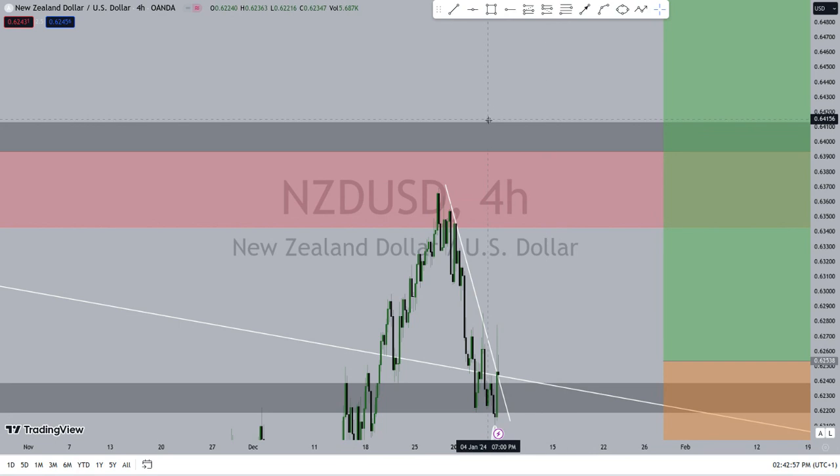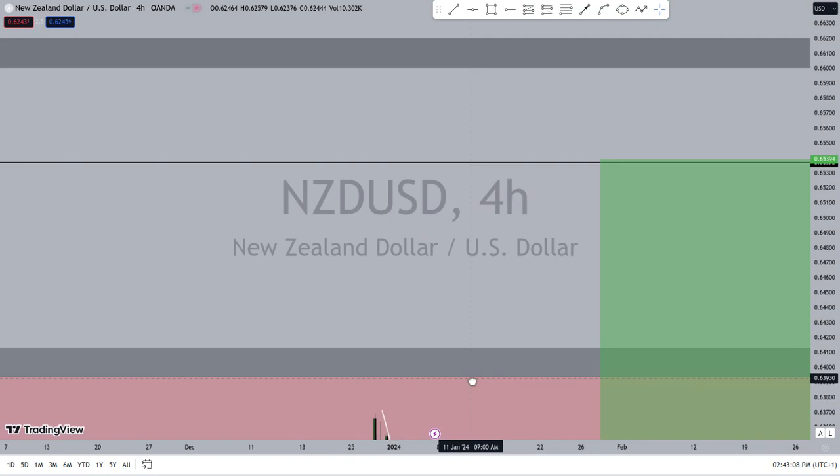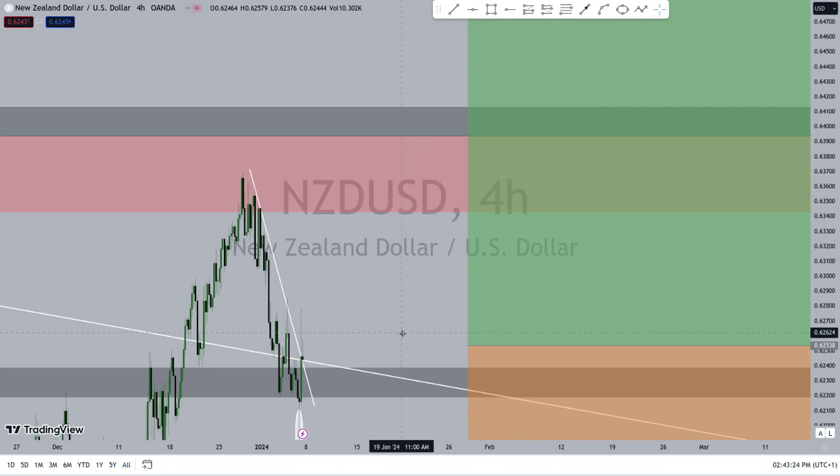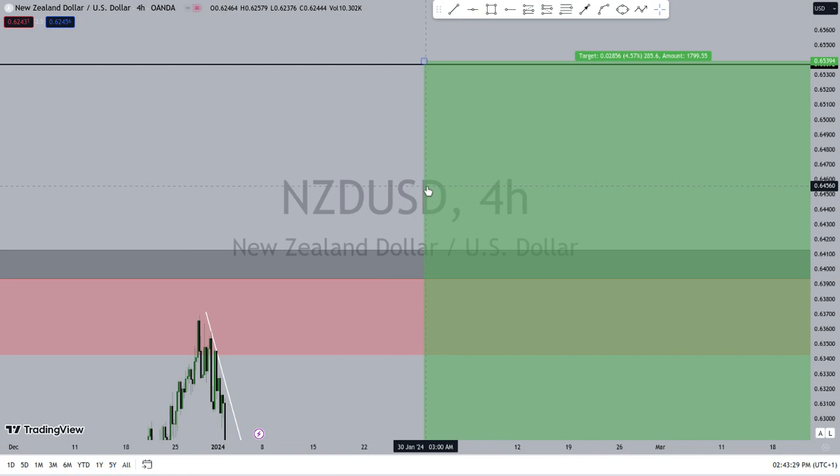First TP will be around here at 0.64136. If we can break above this level, then we should be looking to take out this high here, which is at 0.65375. This is kind of like over 285 pips or something.